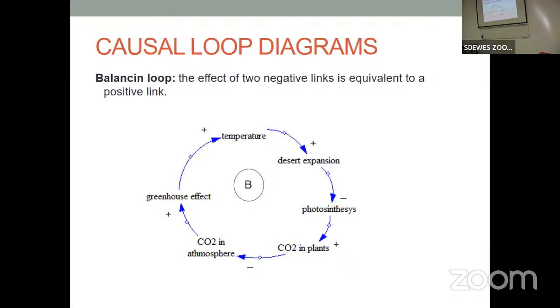So we can also represent it like that. Negative is like positive. So in this case, it's not an equilibrium loop, but a positive feedback. Positive in the sense that it increases a lot. More greenhouse effect, more temperature, more desert expansion, more CO2 in the atmosphere, more greenhouse effect, and so on.